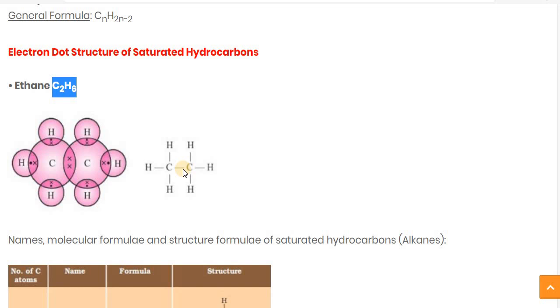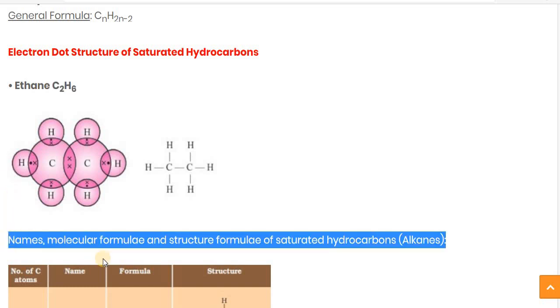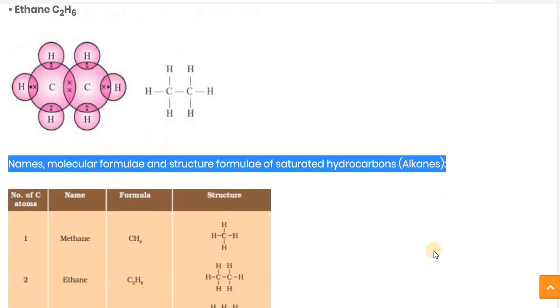A hydrocarbon which is connected with single covalent bonds is known as an alkane, meaning a saturated hydrocarbon. In that we saw ethane, and the common name is alkane, with the suffix ANE. Now let's see the name, molecular formula and structural formula of saturated hydrocarbons, also known as alkanes.